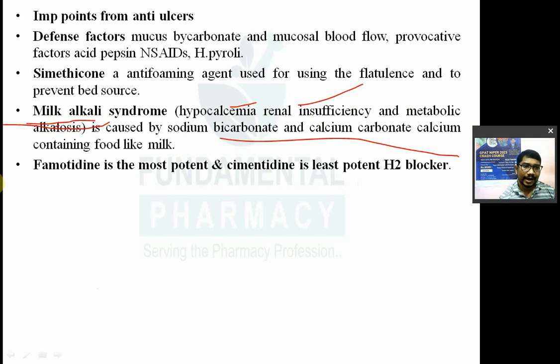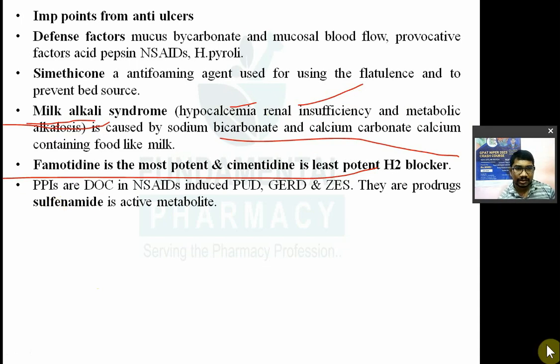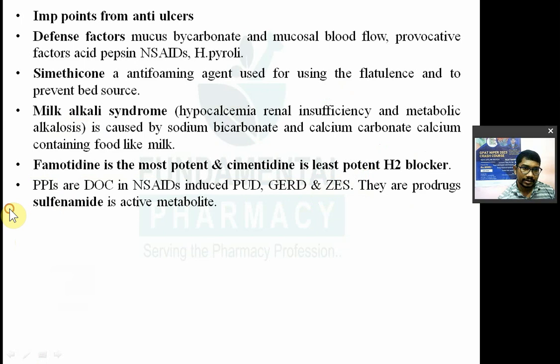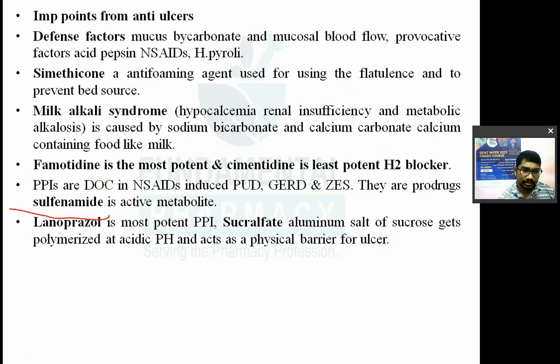Now, famotidine is the most potent histamine 2 receptor blocker and cimetidine is the least potent histamine 2 receptor blocker. You have to remember. Okay? Now, proton pump inhibitors are the drug of choice in NSAID induced ulcer and peptic ulcer, gastroesophageal reflux disease, then Zollinger-Ellison syndrome. All these PPIs, proton pump inhibitors, are prodrugs and their active metabolite is nothing but sulfenamide. Okay, you have to remember.